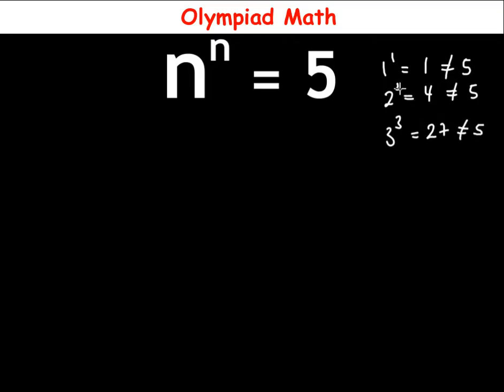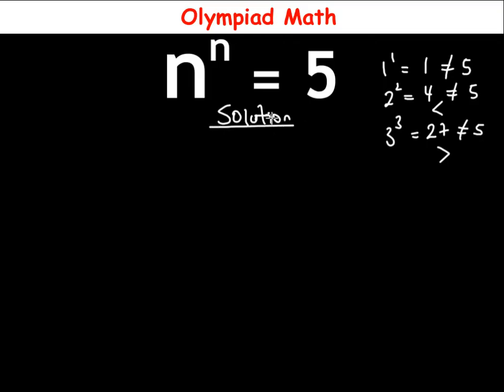But guess what? 2 will give us 4, and 4 is less than 5. Also, 3 will give us 27, and 27 is far greater than 5. That means that the number is in between 2 and 3. So what number would we raise to that same number that will give us 5? To solve for it, solution.